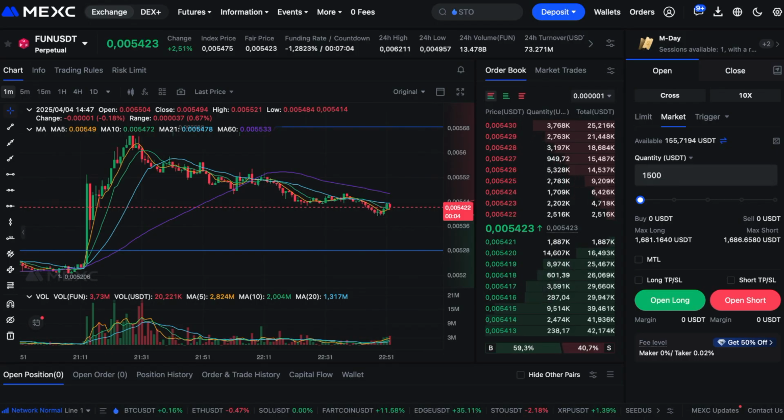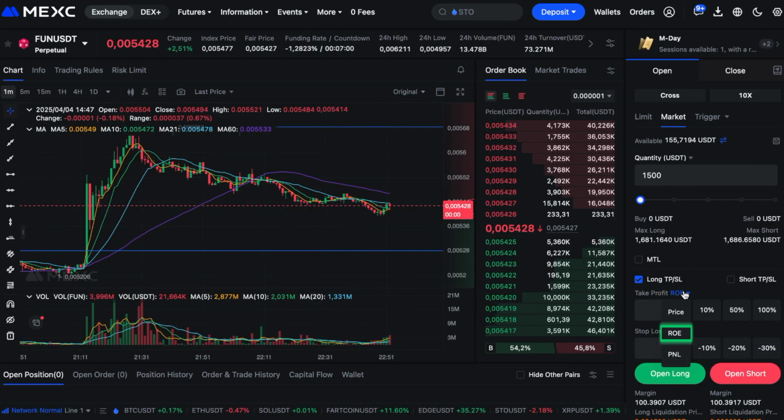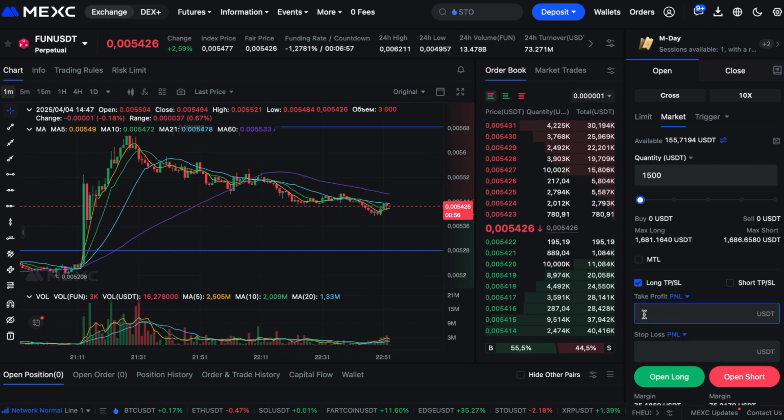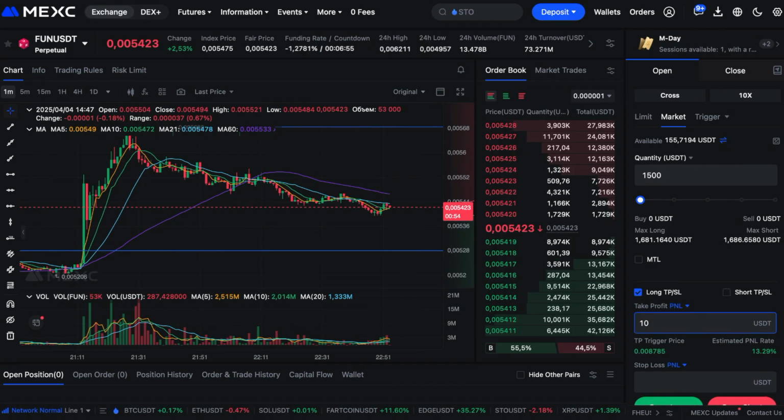Next, we need to set a take profit and stop loss in advance. These can be set either with ROI, where take profit and stop loss are expressed as percentages, or P&L, where they're expressed in absolute USDT values. The take profit should be slightly less than the expected profit from the funding. Since the funding rate is 1.28% with 10x leverage, the expected profit from the funding will be 12.8% of our $150 deposit, so we set the take profit at 10%.